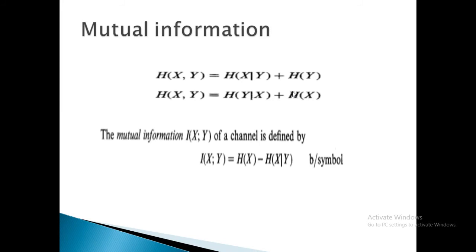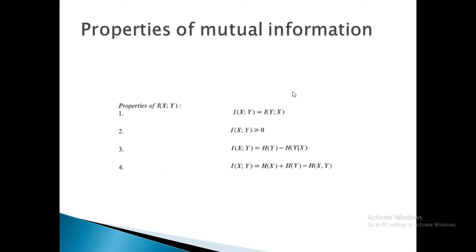H of x comma y is the joint entropy. It is equal to H of x given y plus H of y. H of x comma y is equal to H of y given x plus H of x. The mutual information is defined as I of x comma y is equal to H of x minus H of x given y bits per symbol.